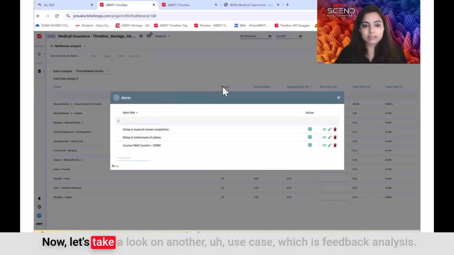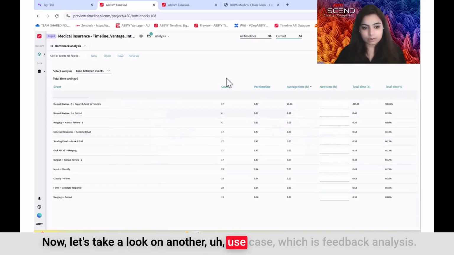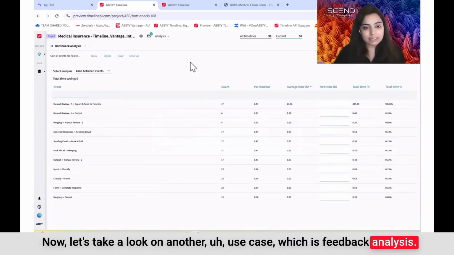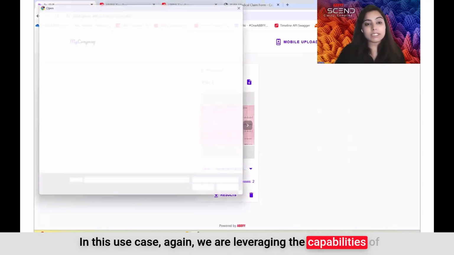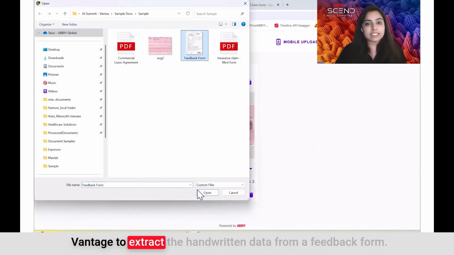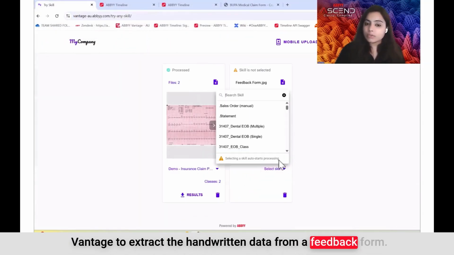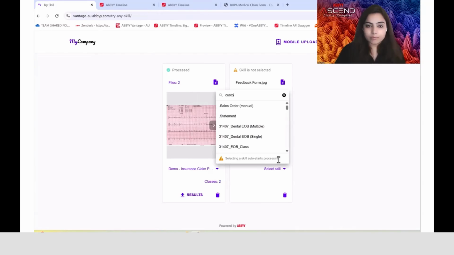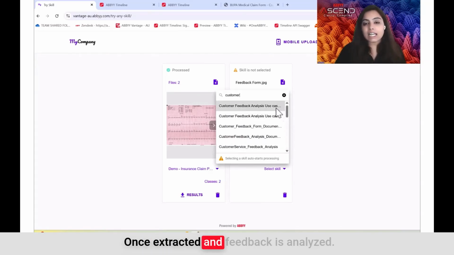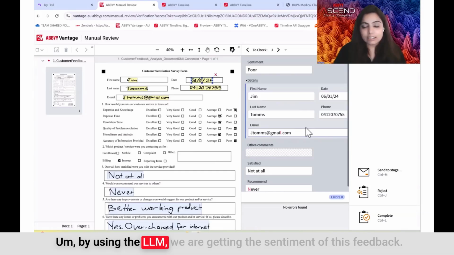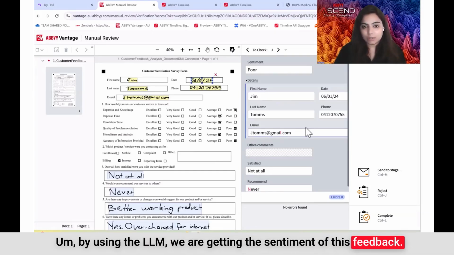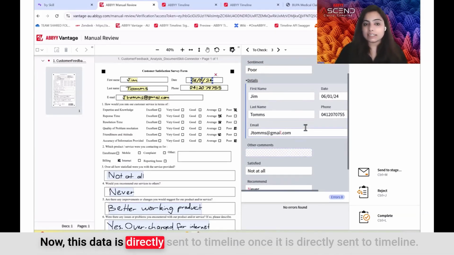Now let's take a look at another use case, which is feedback analysis. In this use case, again, we are leveraging the capabilities of Vantage to extract the handwritten data from a feedback form. Once extracted, the feedback is analyzed using the LLM, and we are getting the sentiment of this feedback. Now, this data is directly sent to Timeline.